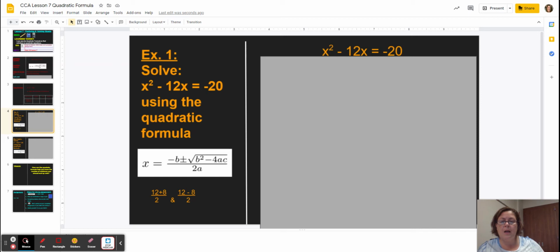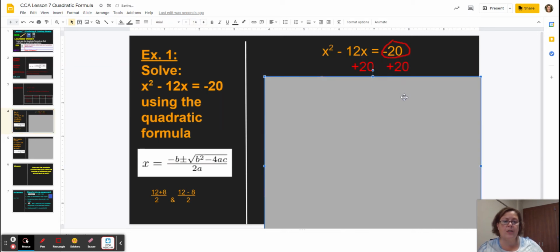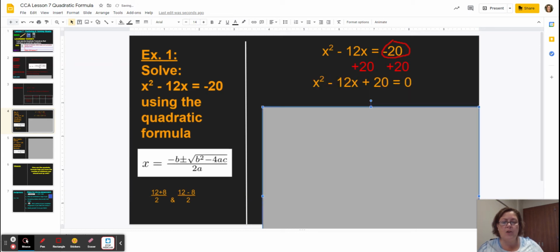I've got this equation, x squared minus 12x equals negative 20, and we're going to solve it using the quadratic formula. The very first thing that we know is that we have to make one side of the equation equal to 0. We can't do any factoring or anything else until that becomes a 0. So we need to get rid of it. The opposite or inverse operation is to add, so we're going to add 20 to both sides, and that makes our quadratic equation become x squared minus 12x plus 20.